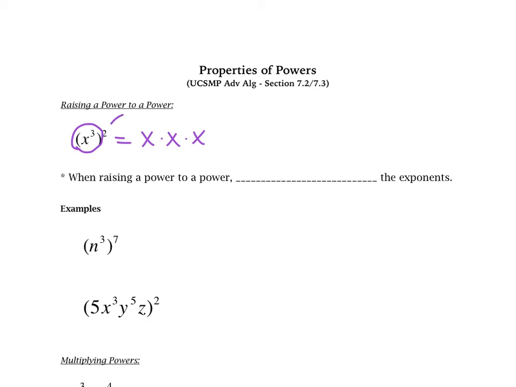And then what is that square telling me to do? To do that exact same thing twice. So there it is once, and I'm going to do it again. And so altogether I have 6 x's. Do you agree with that? So I could write that as x to the power of 6. Now I don't want to have to do that every time. So what's my shortcut? What's my rule for looking at this and jumping to that? Okay, we multiply, right? So when raising a power to a power, we multiply the exponents.